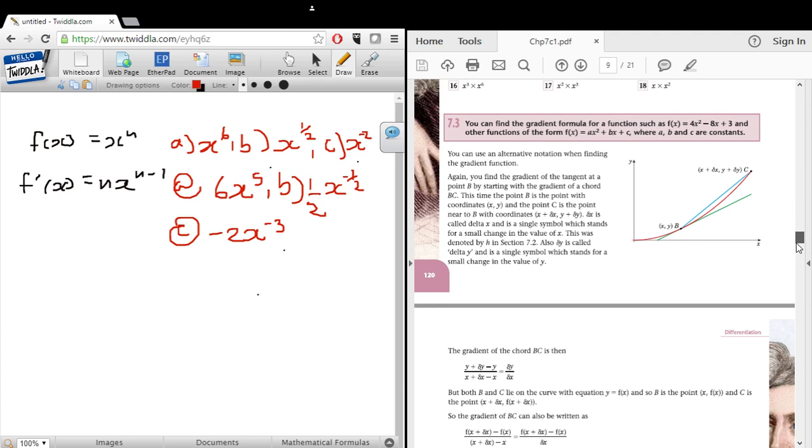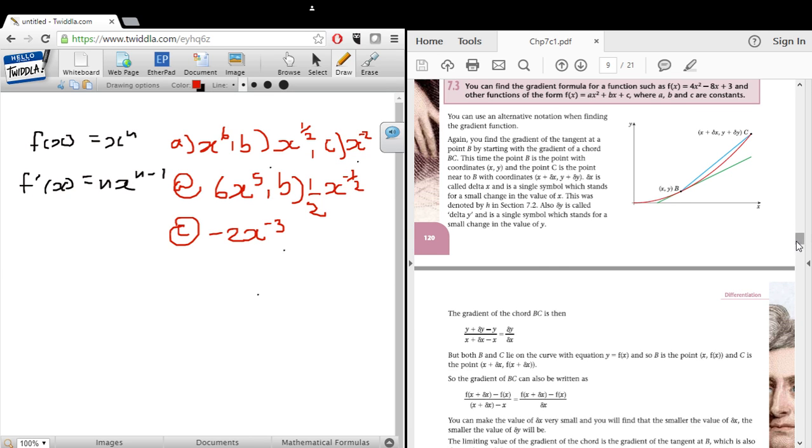You can find the gradient formula for a function such as f(x) equals 4x squared minus 8x plus 3, and other functions of the form f(x) equals ax squared plus bx plus c, where a, b, and c are constants. Okay, so what does that mean? You can use an alternative notation when finding the gradient function.